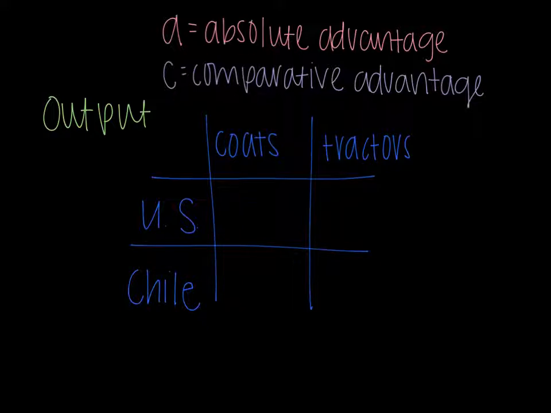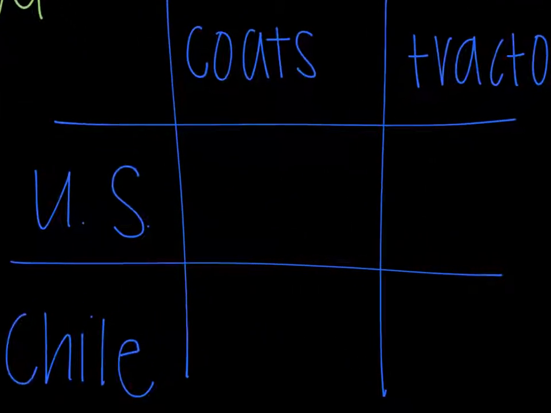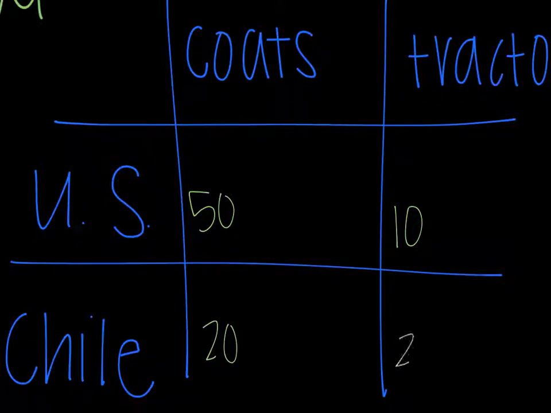So the first thing I'm going to do is put how much each has. So they have 50 coats and 10 tractors. So for every 50 coats, they make 10 tractors. And in Chile, for every 20 coats, they make 2 tractors.